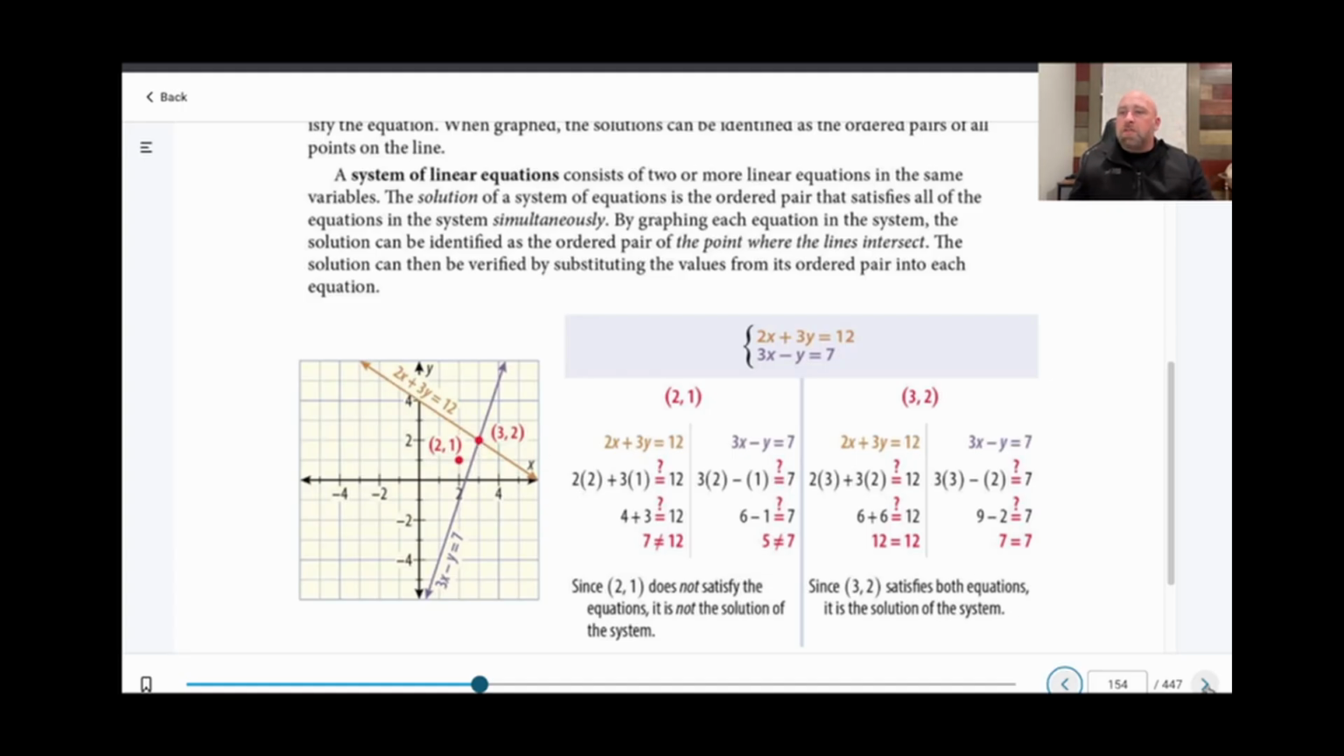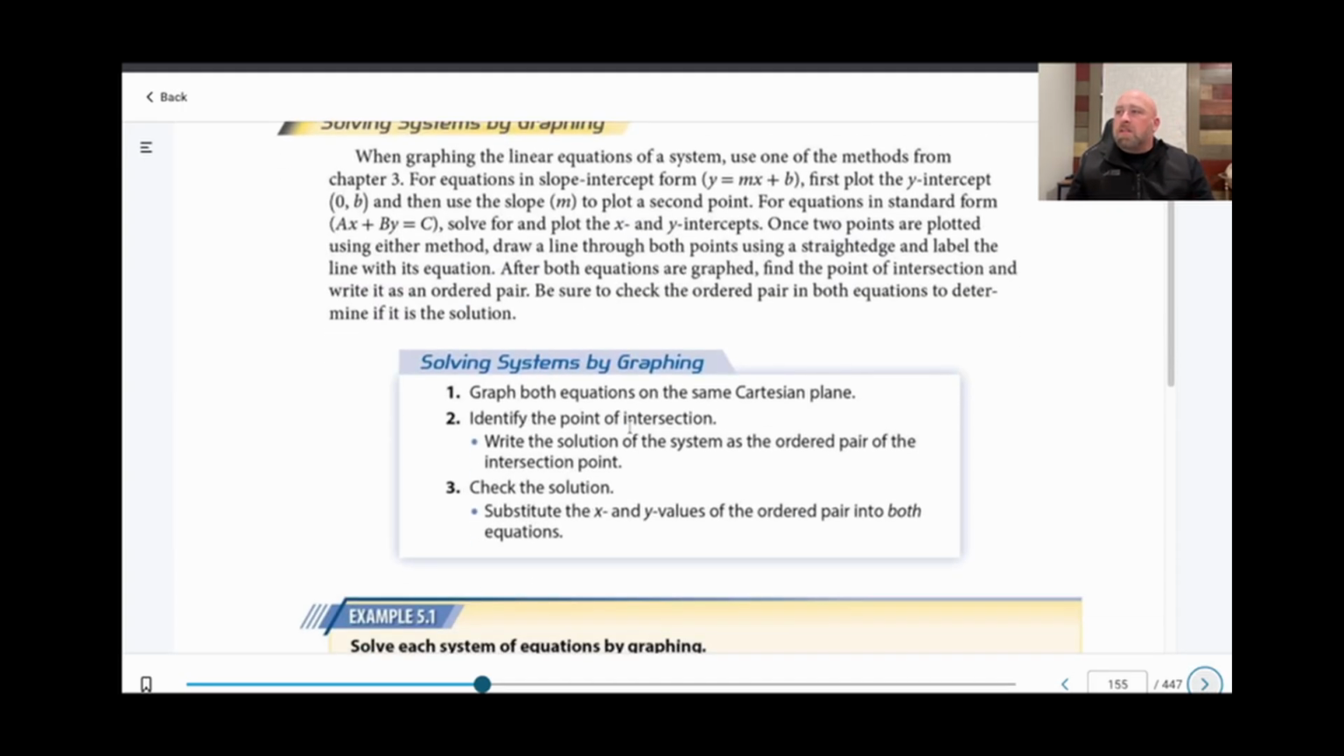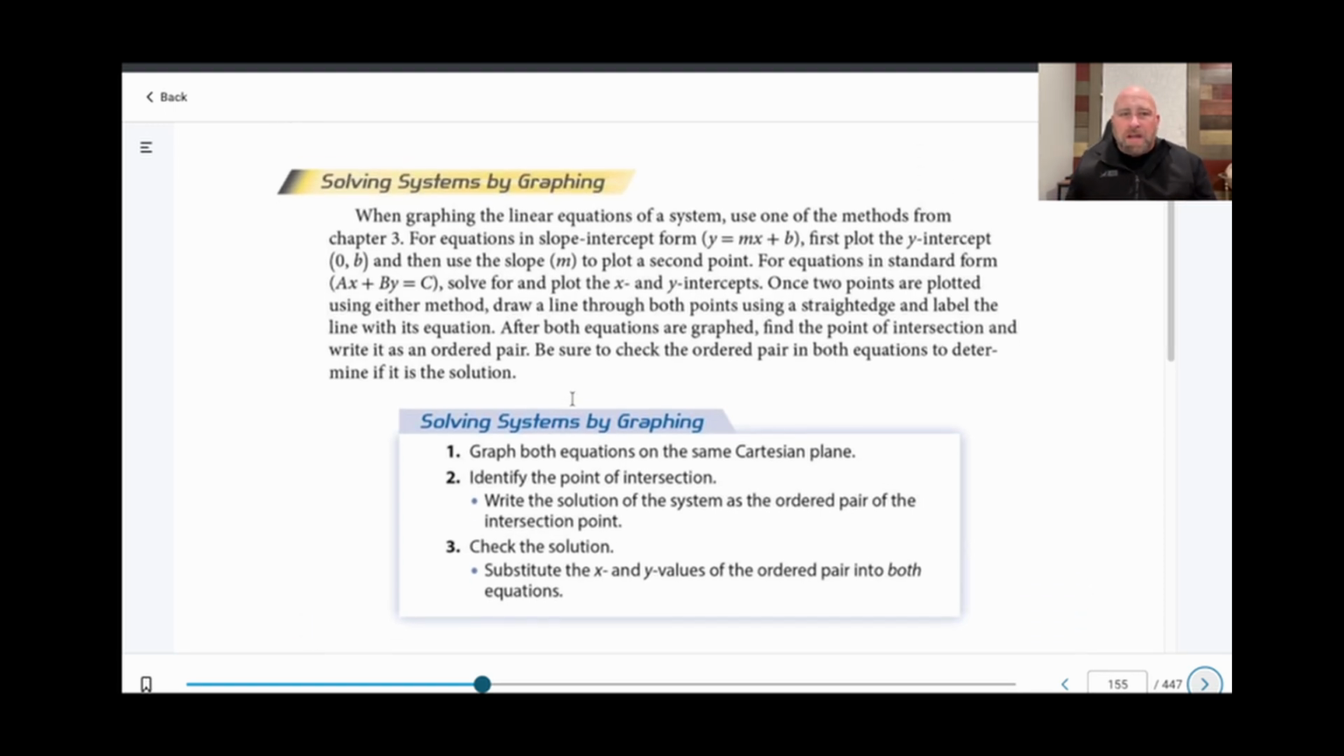All right, turn the page over. Now, how are we going to solve these things by graphing? What I said earlier was we're going to put them on the graph. We're just going to graph both lines. Remember, there are several different ways to graph.